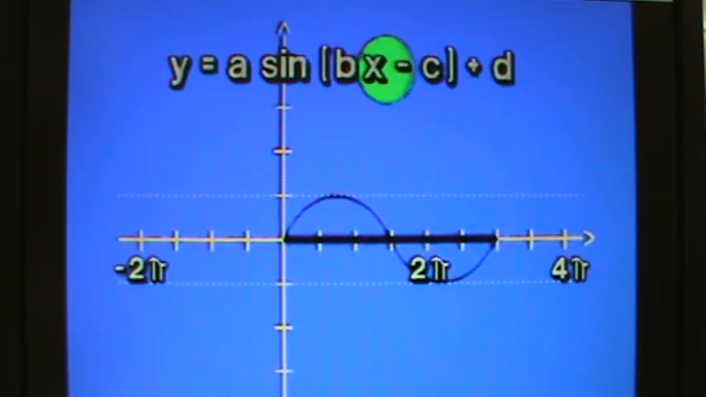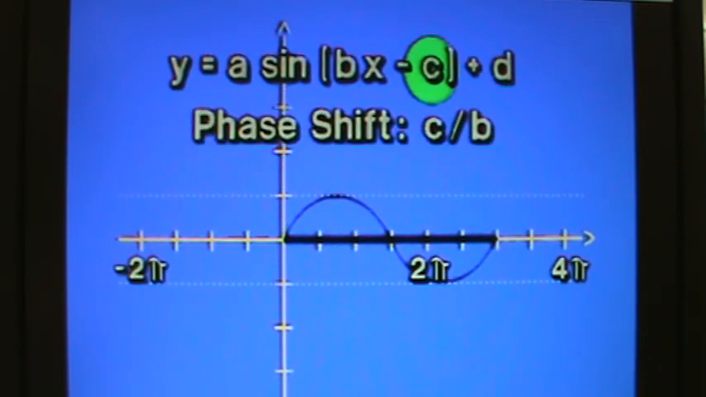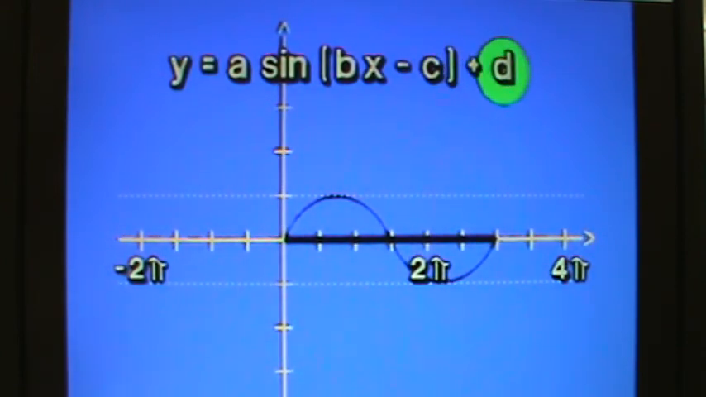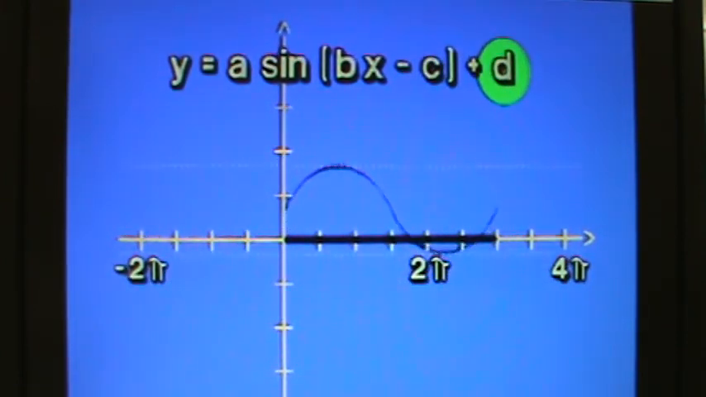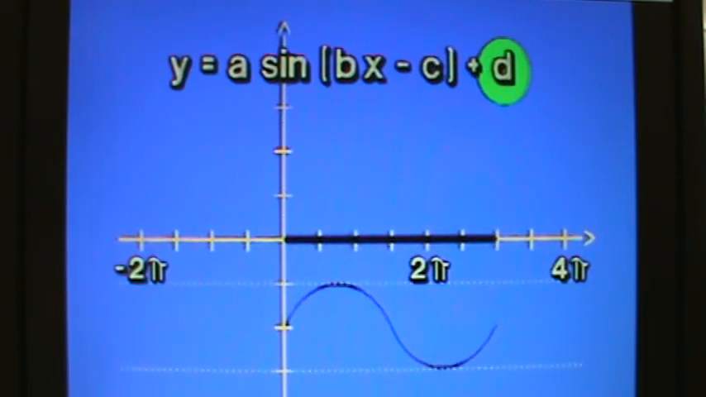Let's talk about the C value. A number in this position gives rise to a phase shift, which is simply a left or right shift in the entire graph. And that phase shift is given by the fraction C over B. A number in the D position simply changes our graph vertically. It will shift the graph up if D is positive and down if D is negative. So it causes an up or down shift in our graph.